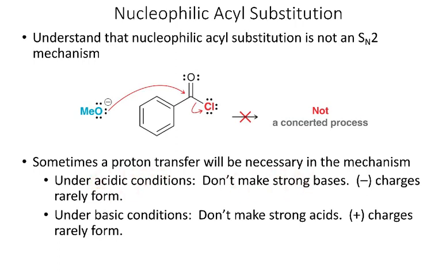Therefore, we're probably not going to make new negative charges during the mechanism. If we do, then we have a problem, and we need to use proton transfers to avoid forming those negative charges. Conversely, if I'm in basic conditions, don't make strong acids over the course of the mechanism. So we're rarely going to form new positive charges when we have basic conditions.